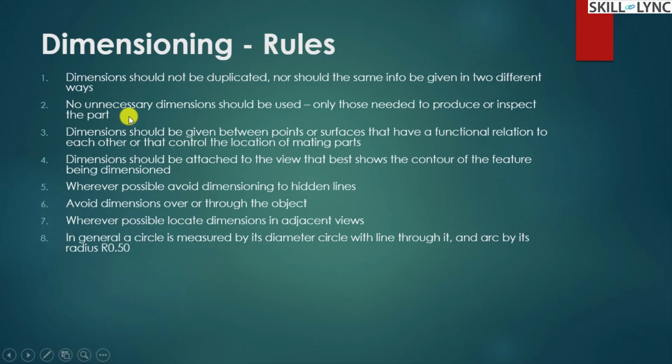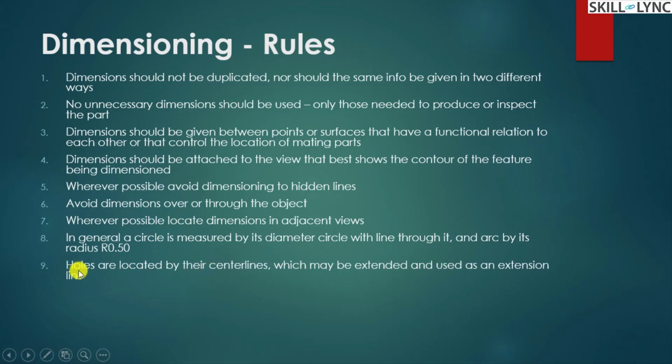Next, for example, a circle is always measured by its diameter, with a circle symbol and a line through it. And for an arc, you use a leader and then mention it as a radius, with R 0.5. So this is the typical rule. These rules mostly should be followed, but in certain cases where there are difficulties in dimensioning, exceptions can be made. For example, if this diameter cannot be drawn with a line through it, suppose it has an internal feature, then you can alternatively use a leader to measure it. But these are general details so that everybody is on the same page and can understand the drawing better.